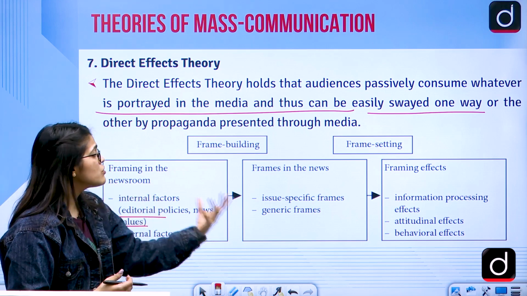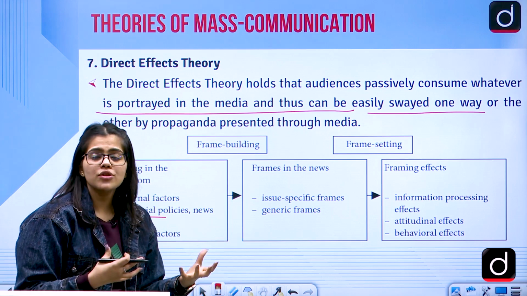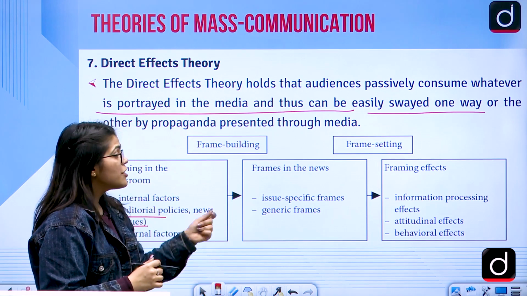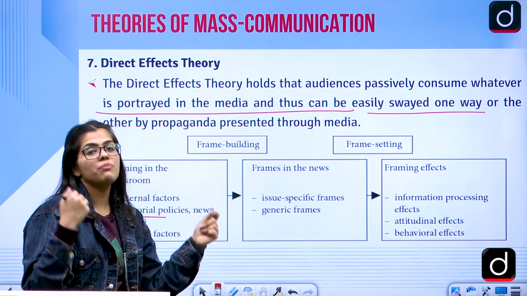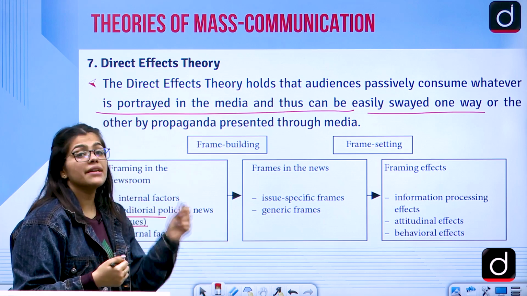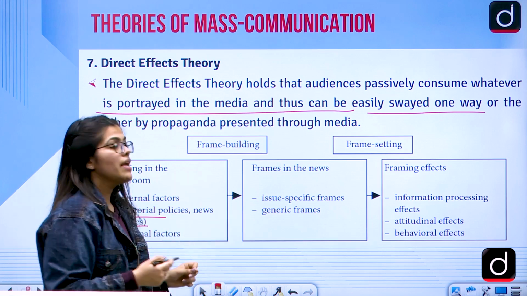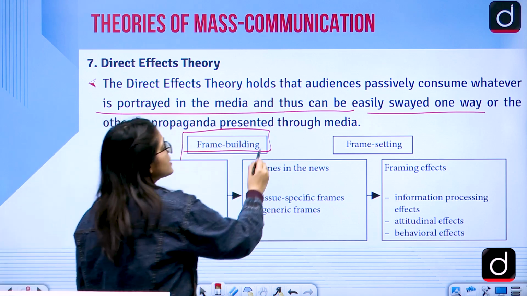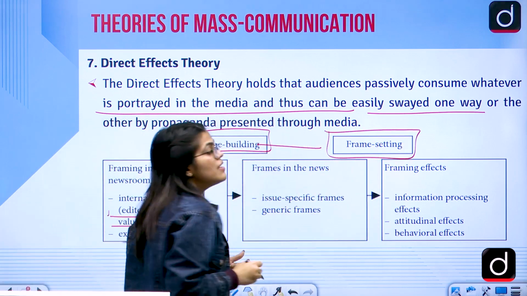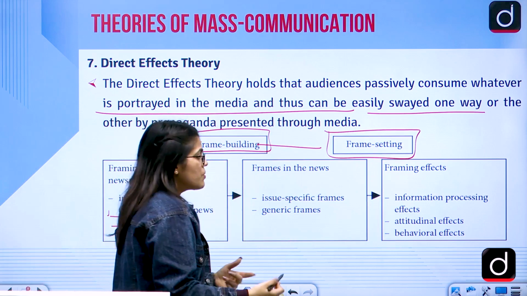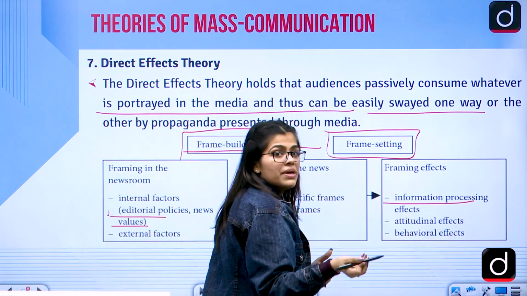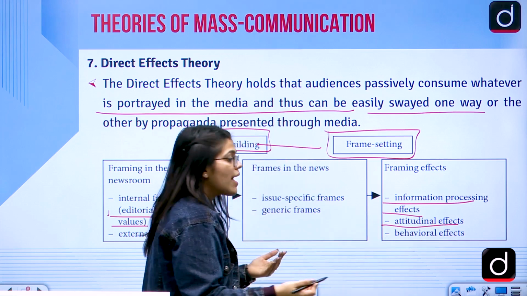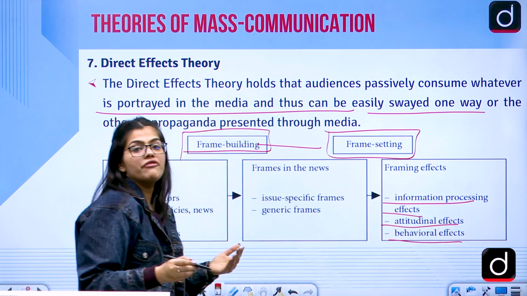There can be some issue-specific general things also, and at the end all of these things will be combined together, and you can see all this information would be processed by you. There will be an attitudinal change and there will be a behavioral change. So the frame building would lead to what? This would lead to a frame setting. That means your mindset would be changed. The information will be different, effects would be different, attitudinal effects would be there, and the behavioral effects would also be there.